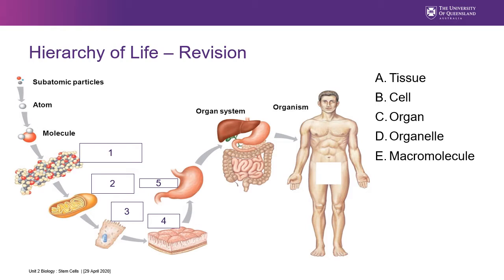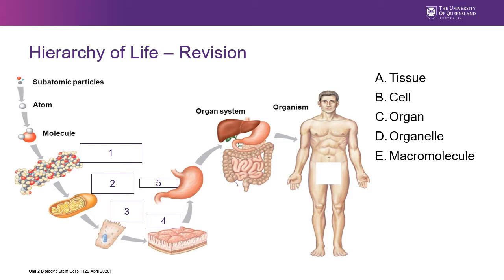Now, subatomic particles such as protons, neutrons, and electrons make up atoms, which make up molecules. Molecules make up larger molecules, which we call macromolecules. That's E. So number 1 is E. Number 2 is an organelle, such as a mitochondria. Number 3 is a cell.